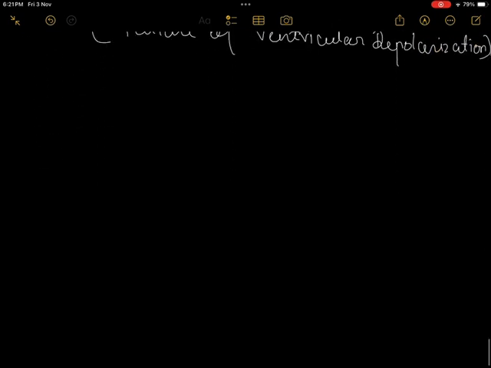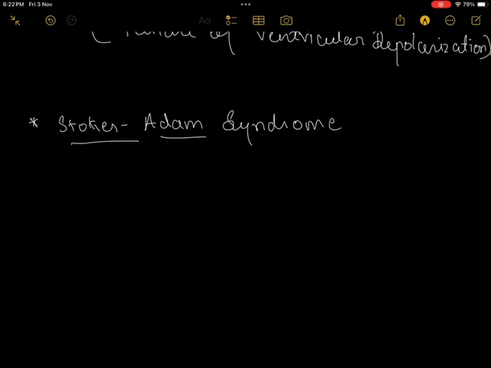The next thing we'll be dealing with is the most prominent syndrome seen in third degree blockage, what we call Stokes Adam syndrome. What do we mean by this? This syndrome is usually found in patients who have third degree blockage, or complete blockage. What is the mechanism and what are the clinical symptoms we see here? Let us discuss that.